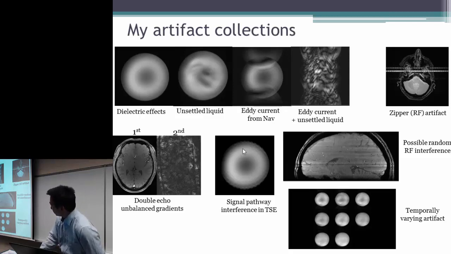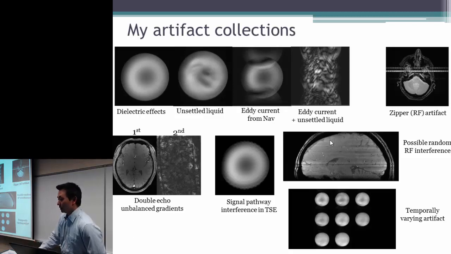And for this one, we can see that there are some ragged edges of the phantom. So this was another sequence that I made and tested. This is caused by the signal pathway interference in the turbo spin echo. If you remember the signal pathway concept we discussed in chapter 19, right?